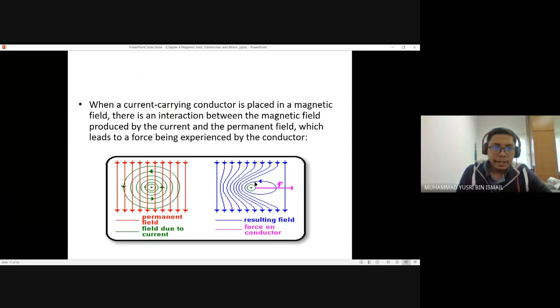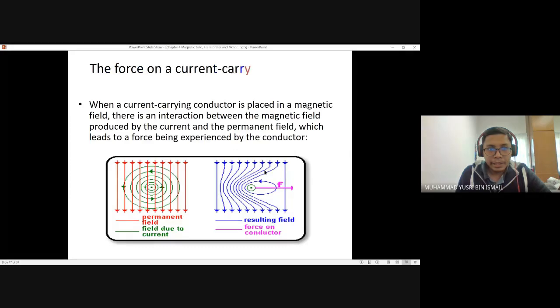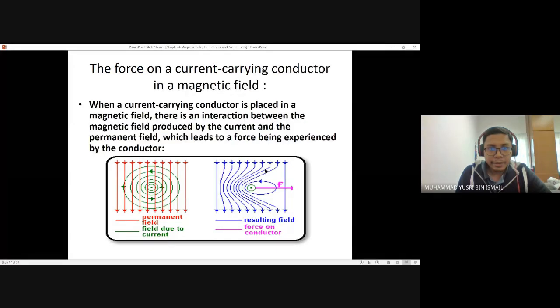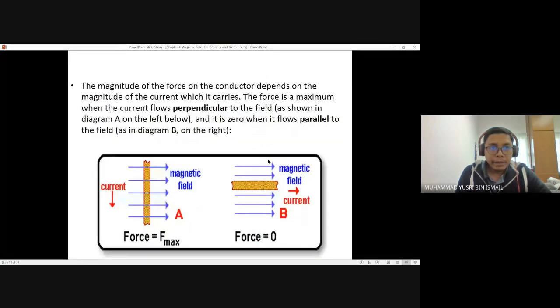When a current carrying conductor is placed in a magnetic field, there is an interaction between the magnetic field produced by the current and the permanent field, which leads to a force being experienced by the conductor. The magnitude of the force on the conductor depends on the magnitude of the current which it carries. The force is maximum when the current flows perpendicular to the field as shown in the diagram.